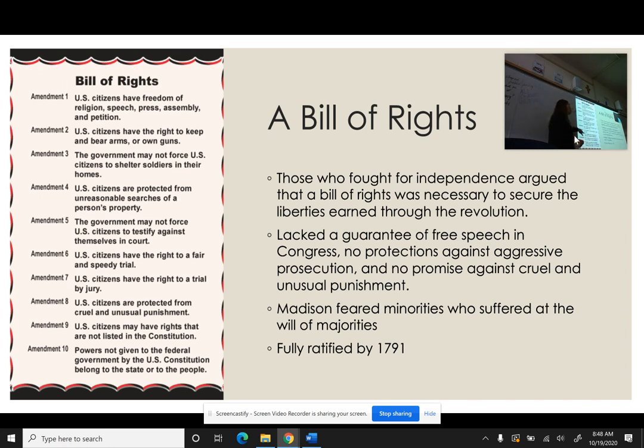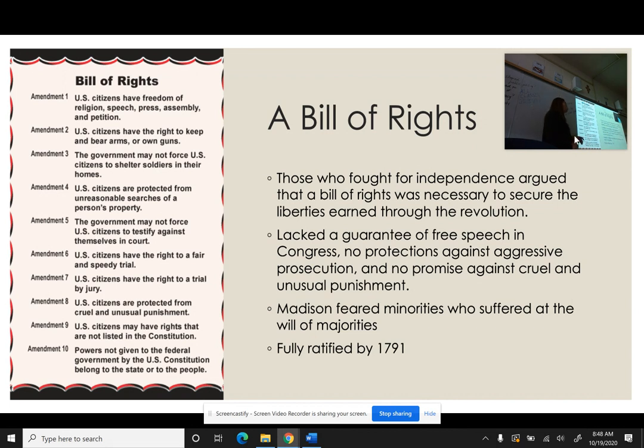U.S. citizens are protected from cruel and unusual punishment. The government cannot abuse you in any way. We see a lot of this going on today. We see this amendment being debated today with police brutality.